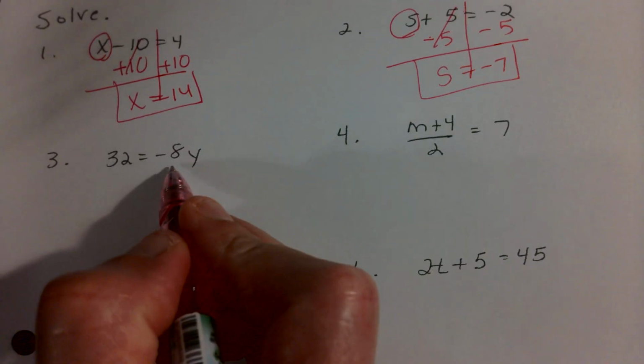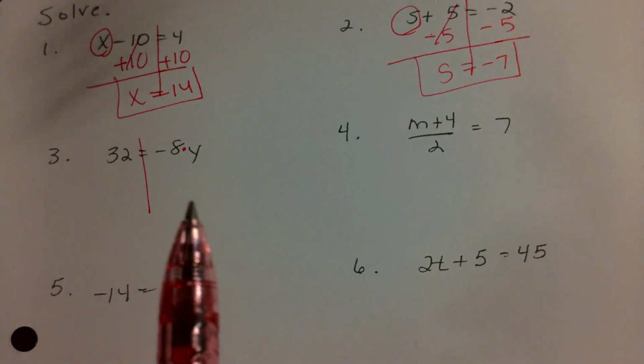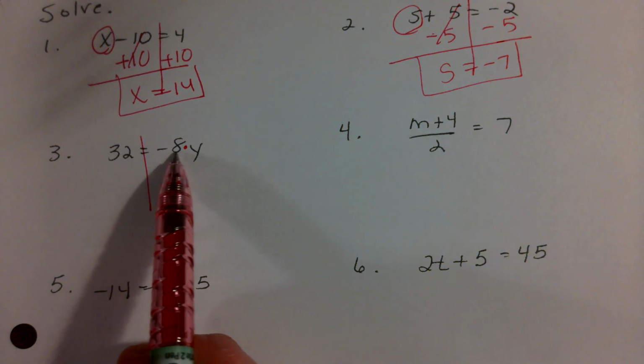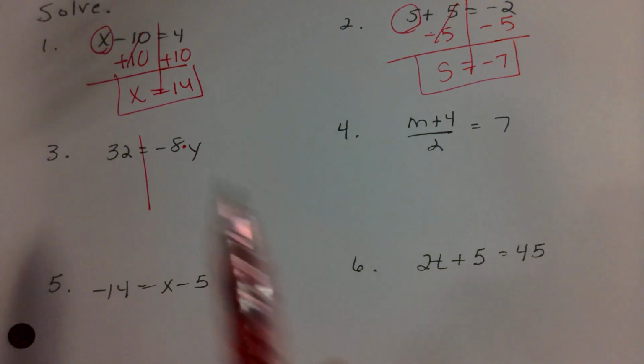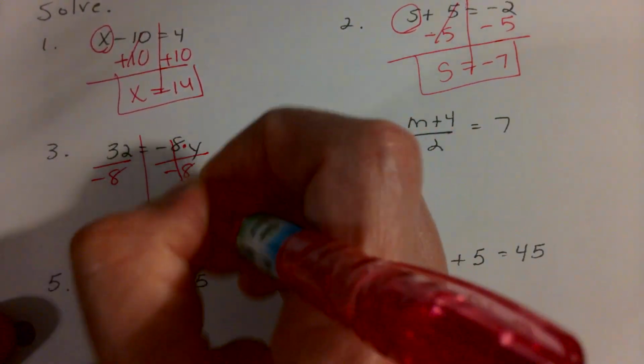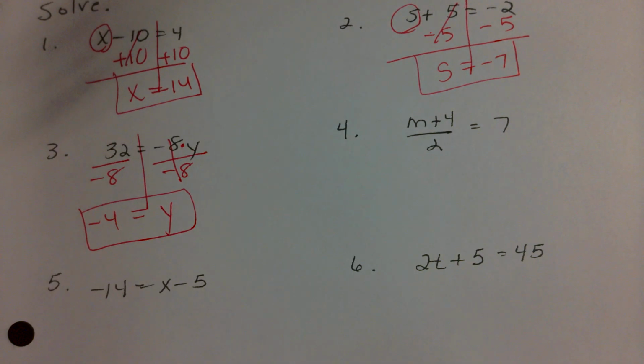This one also is a one-stepper. But hopefully you didn't get tricked, because this came up yesterday when I did that other lesson. It's not add 8. It's -8 times y. So you're not adding, you're dividing by -8. Y is equal to -4.